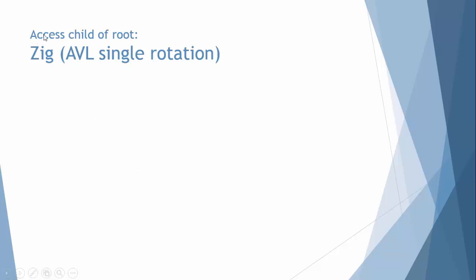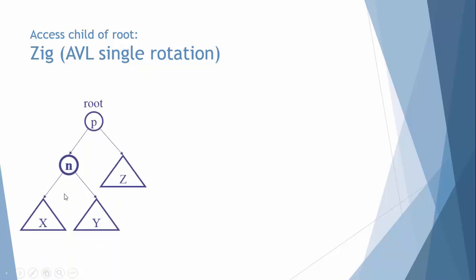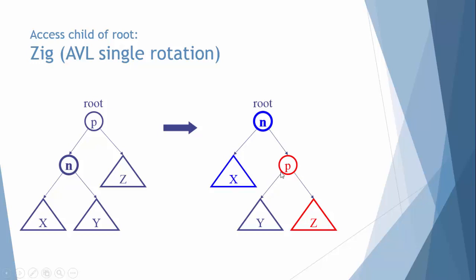The second case, accessing a child of the root. This is called zig, because the node that we want to splay is the direct child of the root of the tree. Here we do an AVL single rotation. For example, here we have P as parent and the direct child is N. Just do a single rotation, change the roles of N and P. N becomes the parent, P becomes the child, and Y, which was the right child of N, becomes the left child of P.